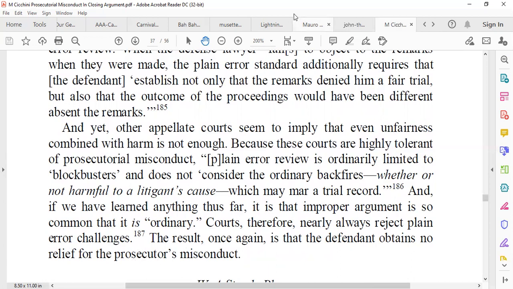I think we'll stop it there. Again, it's absolutely fascinating. I mean, we're talking about closing arguments, but I would suggest that it's not just closing arguments you need to look at for the prosecutorial misconduct.